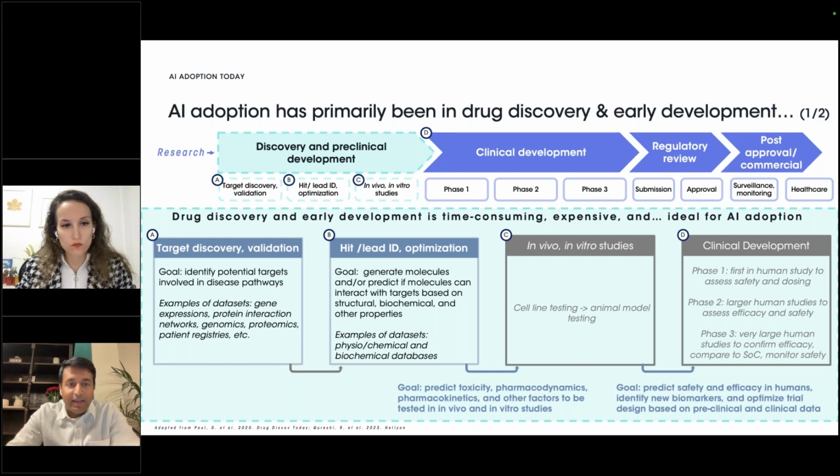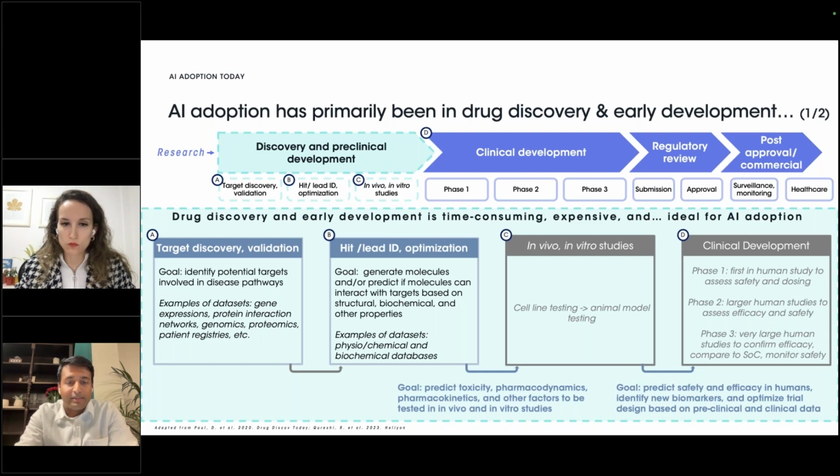Then the second area of AI adoption that I want to cover in this early stage is the hit and lead identification and optimization. The goal here is to generate molecules and predict if these molecules can interact with targets based on various properties like structural and biochemical properties. So at this point, you have the disease target identified, and it's a matter of finding molecules that can interact with the target or bind to the target in a particular way that hopefully elicits the response that you're looking for.